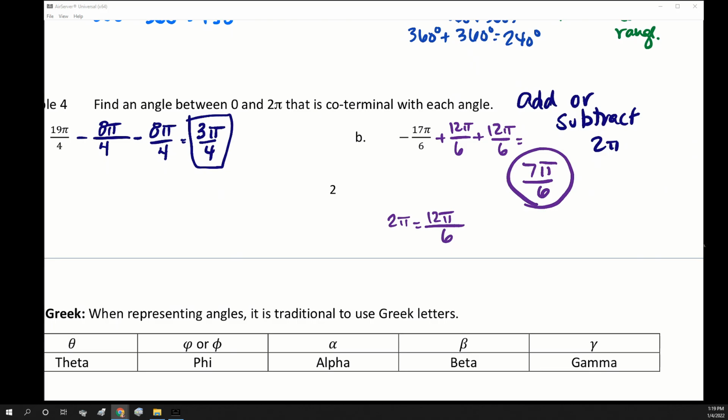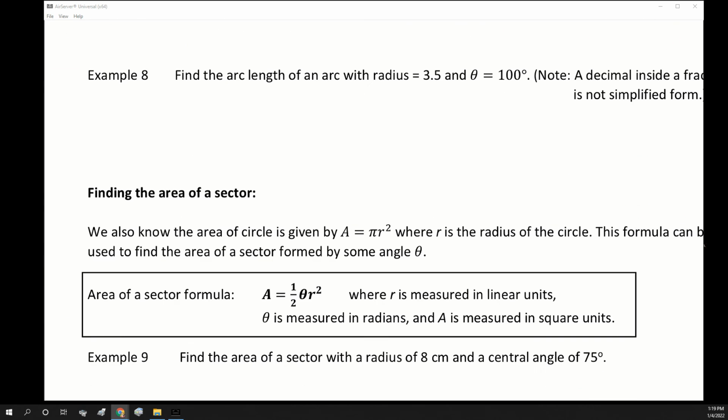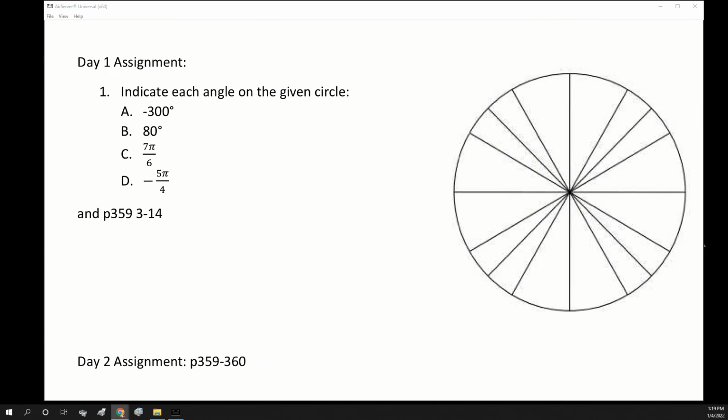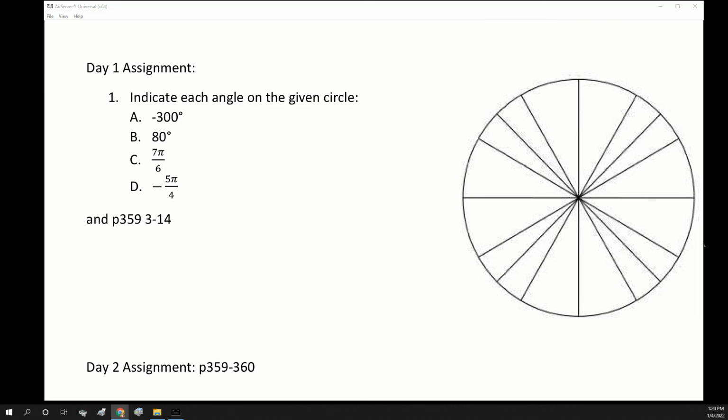All right, so that's it for that first day. So if you look on the back, this is going to be a 3-day packet. So you have some problems, or one problem to do here to graph on the circle, and then these are in the book, and it's posted on Classroom.